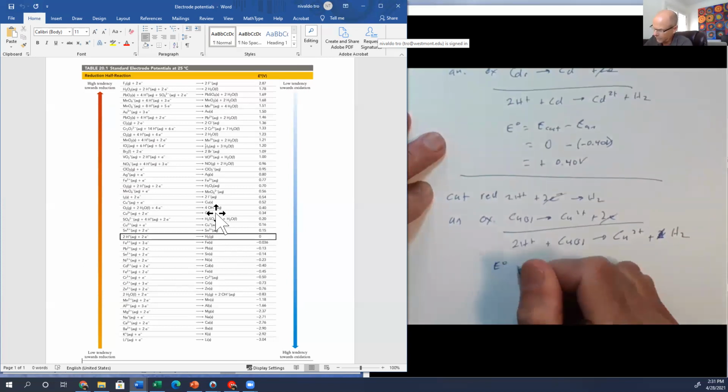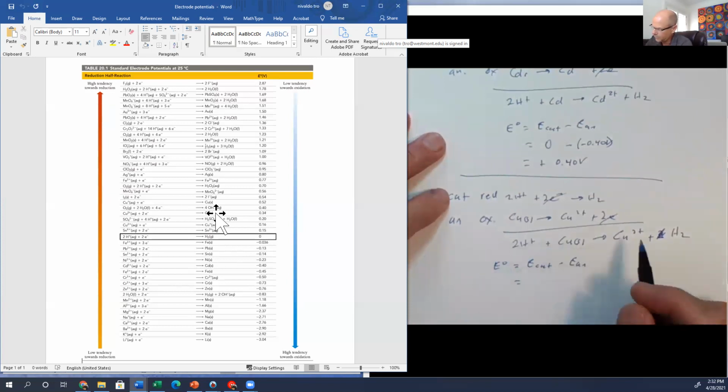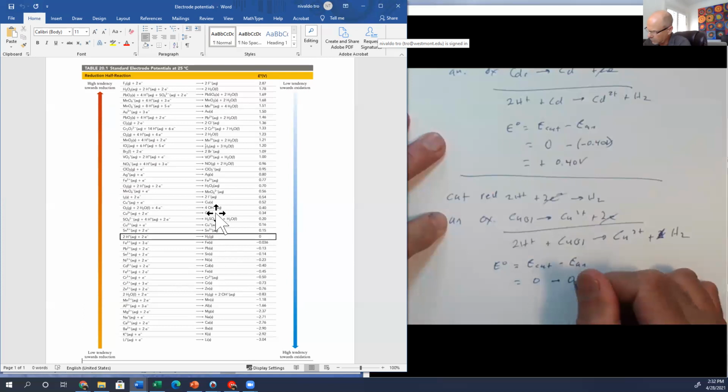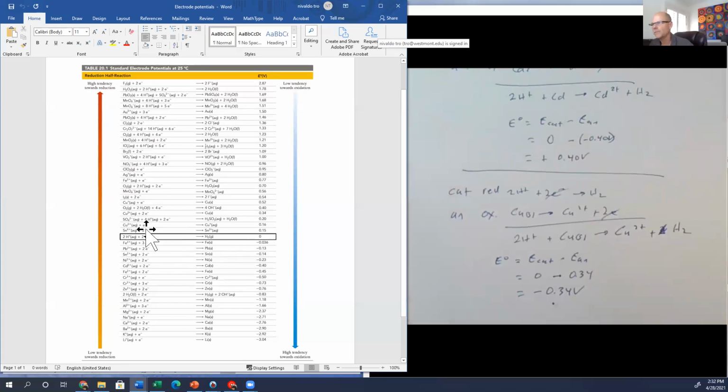And E0 for that is E cathode minus E anode, which is equal to 0 minus the copper reaction, which is 0.34 volts, which is equal to negative 0.34 volts, right? So that one is not spontaneous. Why? Because I tried to pair a reaction with the reverse of one above it, and that's never spontaneous. Only when you pair with the reverse of one below it will it be spontaneous.